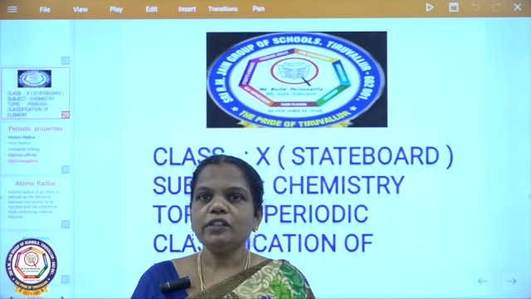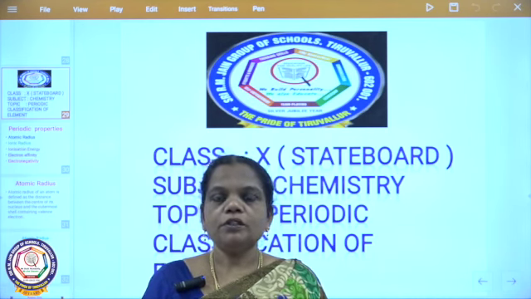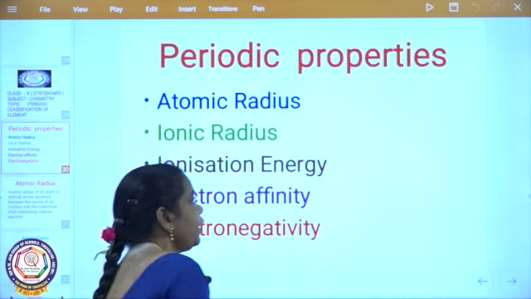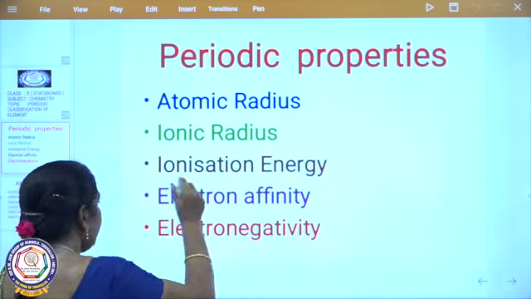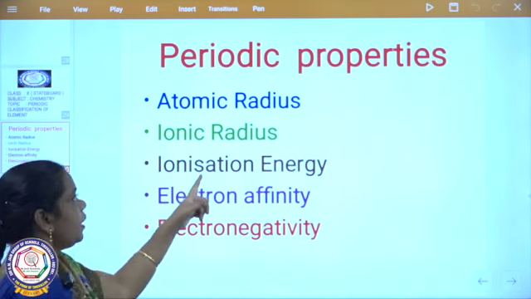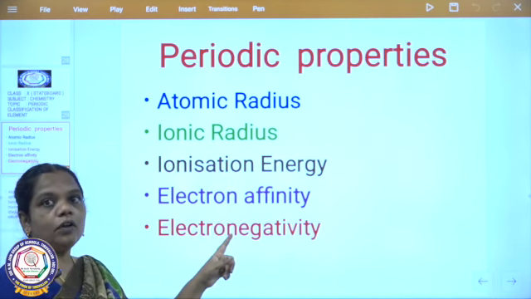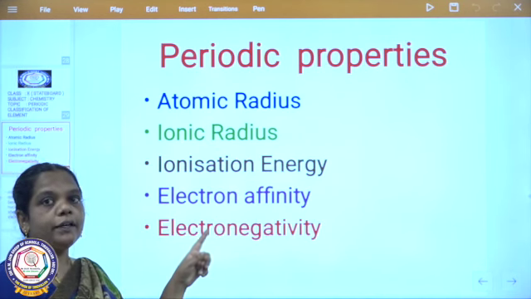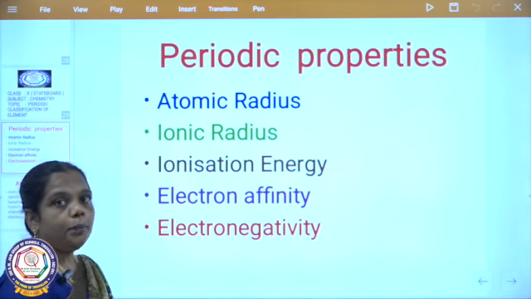Today's class we are going to learn about periodic properties of the periodic table. So what are periodic properties? Now we are going to see the various periodic properties. One is atomic radius, another is ionic radius, ionization energy, electron affinity and electronegativity. These are all called the periodic properties of the periodic table. Now we are going to learn first about the atomic radius.